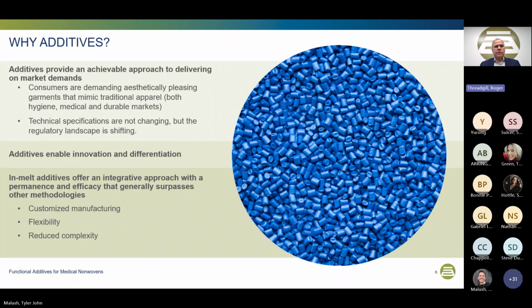So topical and in-melt solutions can provide the enhancements and additional attributes. So we're going to focus on the in-melt side of the equation today. Next slide, please.